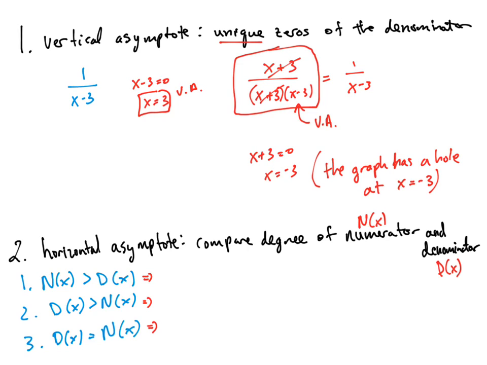Okay, so those are the three instances. So if the degree of the numerator is bigger than the degree of the denominator, we say there's no horizontal asymptote. If the degree of the denominator is larger than the degree of the numerator, we get a horizontal asymptote of y equals 0. And then if the degree of the numerator and the degree of the denominator are the exact same, in that case, we use leading coefficients.